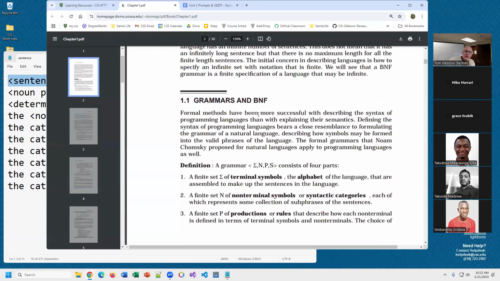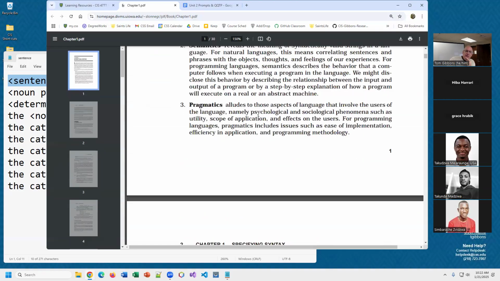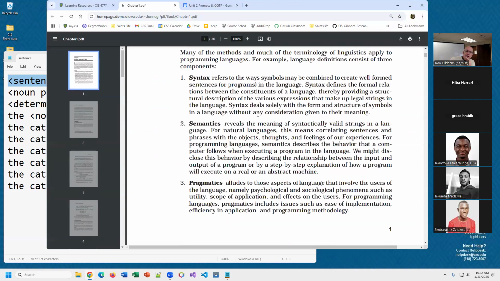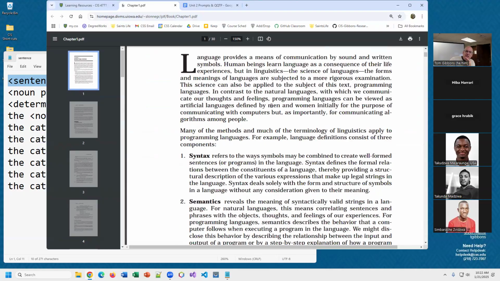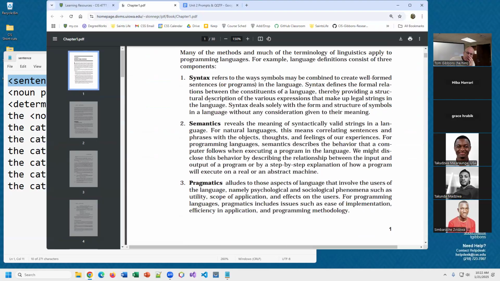I'm going to back up even just a little bit more. The start of this chapter talks about specifying syntax, and it lays it out in 3 different things: syntax, semantics, and pragmatics. So syntax is what we're going through, is how can you combine symbols to create what are called well-formed sentences, legal sentences in our language.